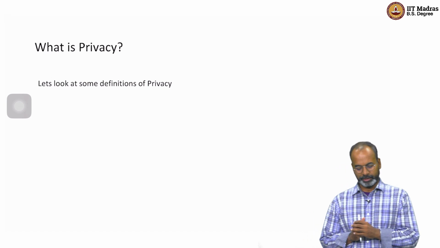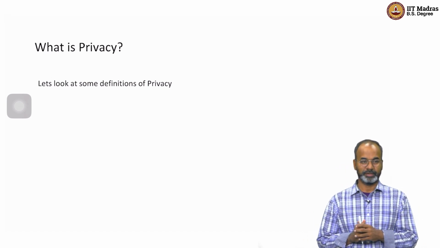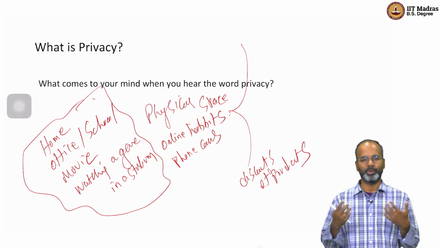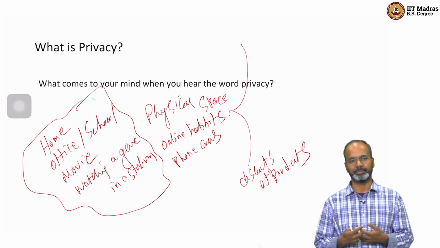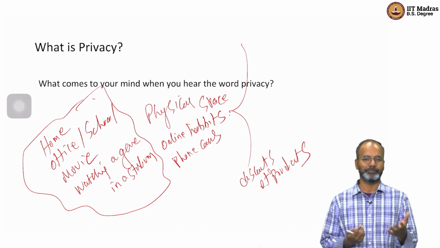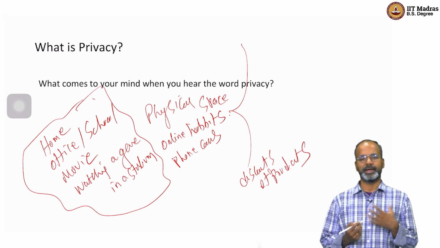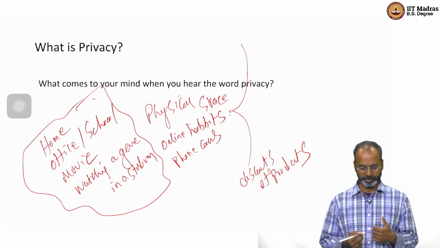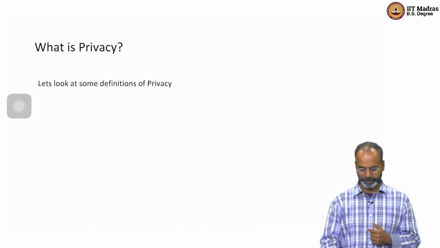Right, let's look at some definitions of privacy. What we saw here is generally the words that come to our mind. Privacy is my telephone, my internet browsing history, my username, password, all of this is what probably is coming to mind, my social media presence, all of that.